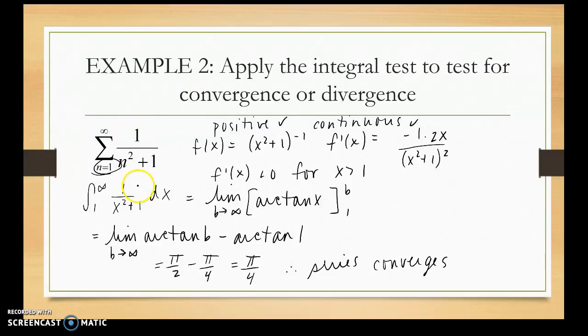So we write a series as an integral. We evaluate the improper integral. If the improper integral has a value, the integral converges, therefore the series has to converge as well. And likewise, if the integral diverges, the series diverges.